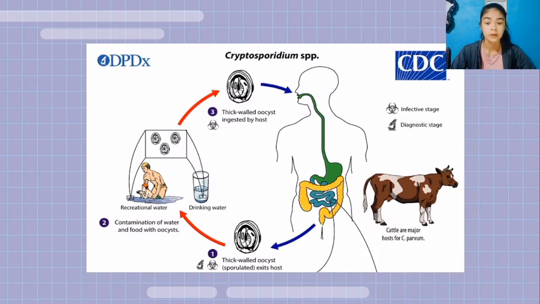So this is the life cycle of the Cryptosporidium. It started from the thick-walled oocysts, which exist in the host and digestive tract. Then the contamination of water and food by oocysts, and they can be found in recreational water such as swimming pools or public pools, or even in drinking water. So the thick-walled oocysts are ingested by the host, then it will be in the infective stage.